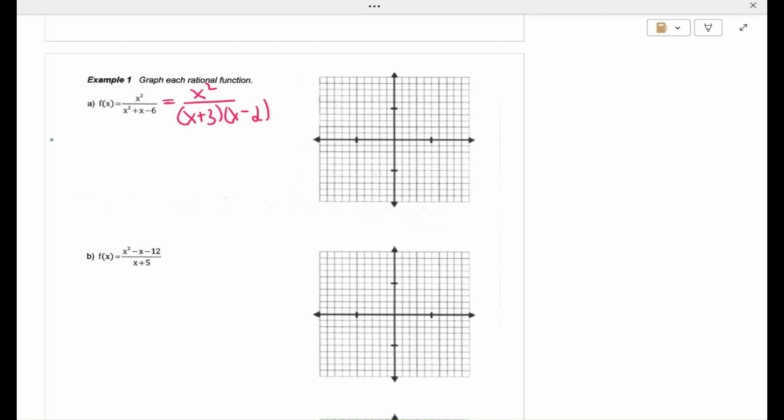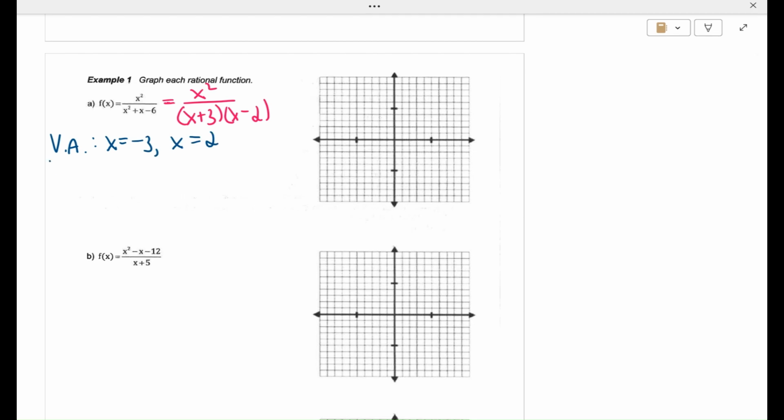Okay, so now I can start with my important bits of information. I have my vertical asymptote that I will start with. I'll put the x values of anything that makes that denominator 0. So it looks like I'm going to get negative 3. x is equal to negative 3. There we are. And x is equal to 2.